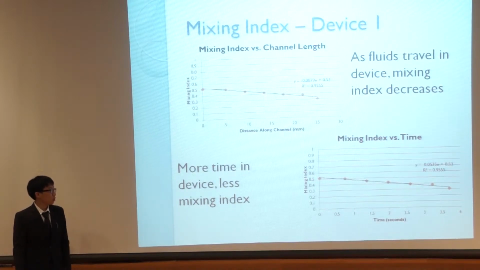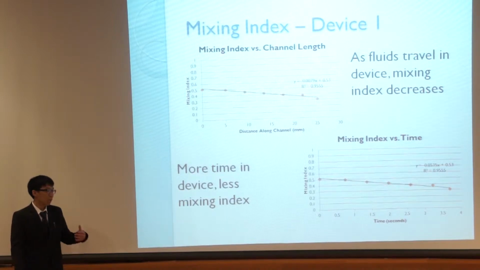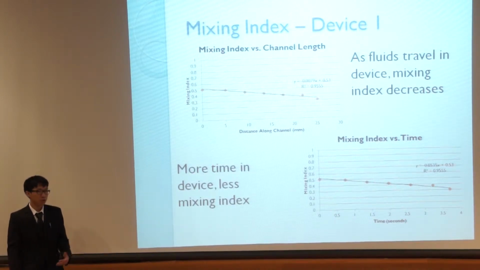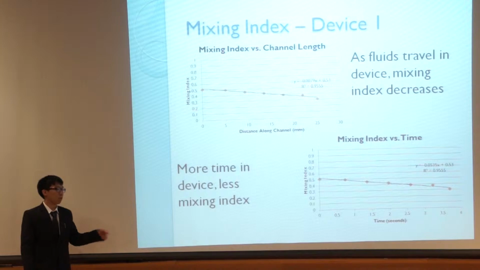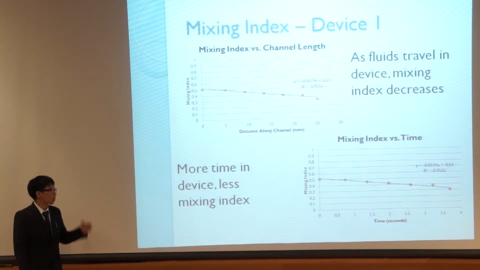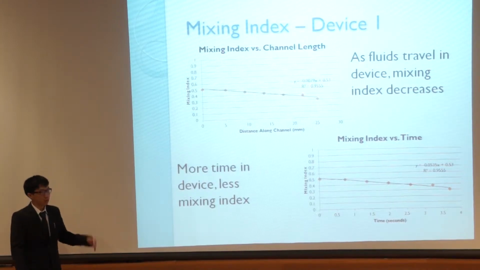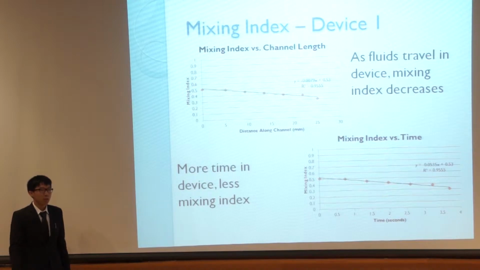On the second graph, it plots the mixing index versus time. So as you spend more time in the device, the mixing index once again decreases. These graphs are representative of device 1, the straight channel. However, despite the negative slope, it actually did diffuse all the way. The mixing index value for device 1 was only 0.3 at the lowest.